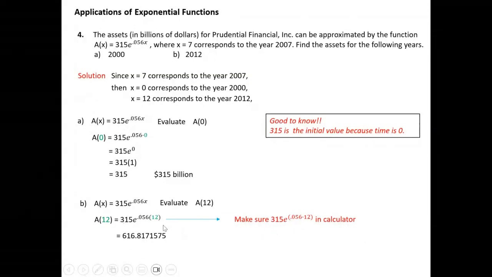So anyway, if we put that in the calculator, it's going to give us something like 616.8171575. Let's say that we round it to the nearest tenth, so it'll be something like 616.8 billion.